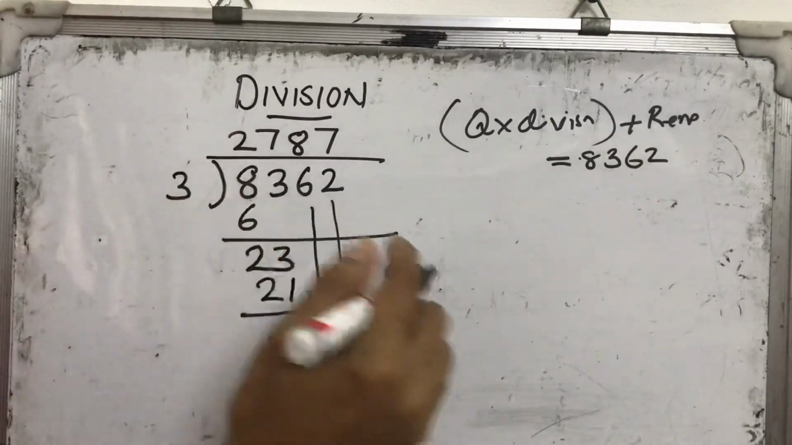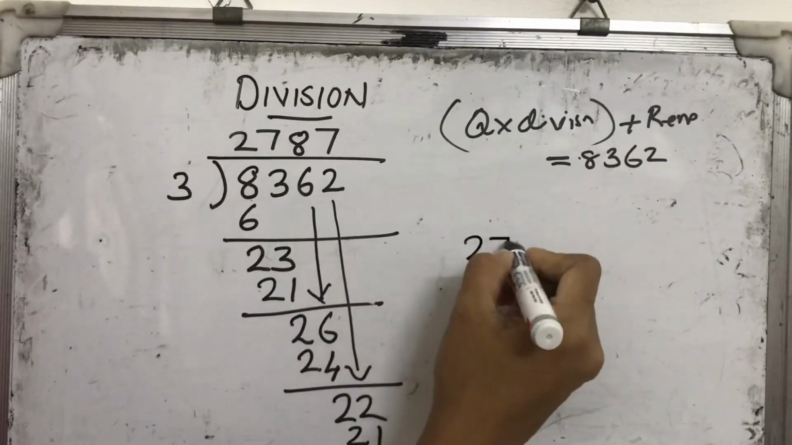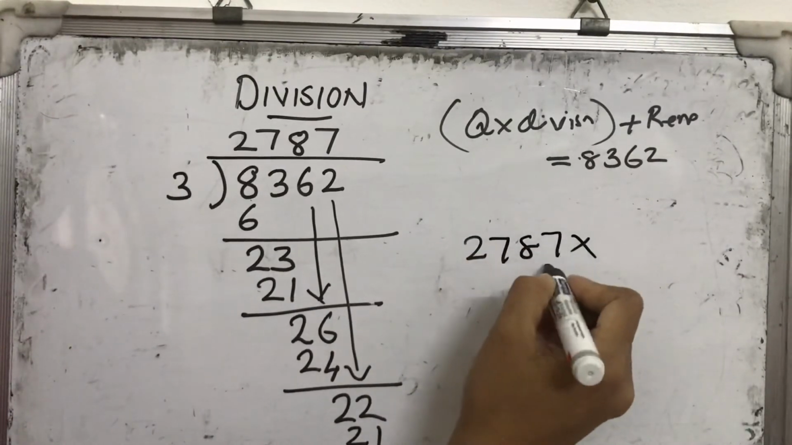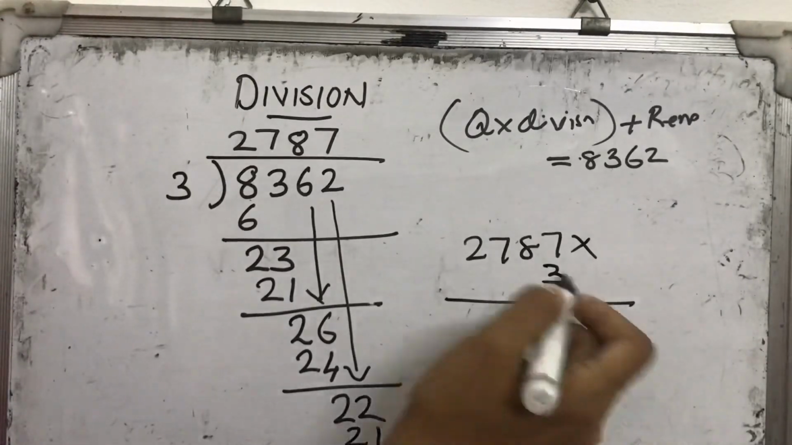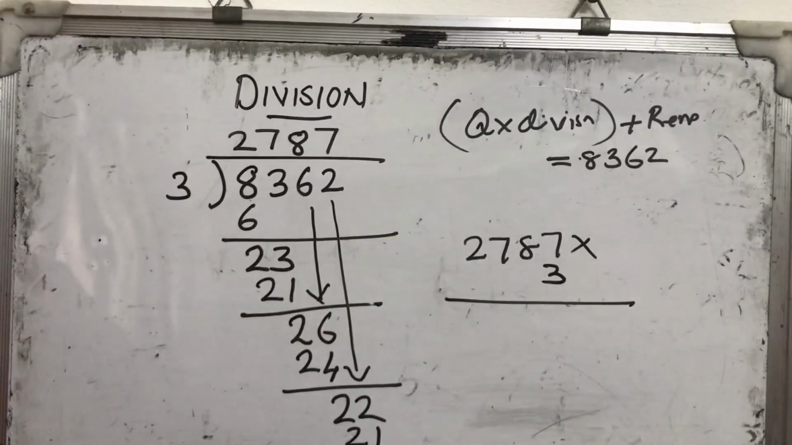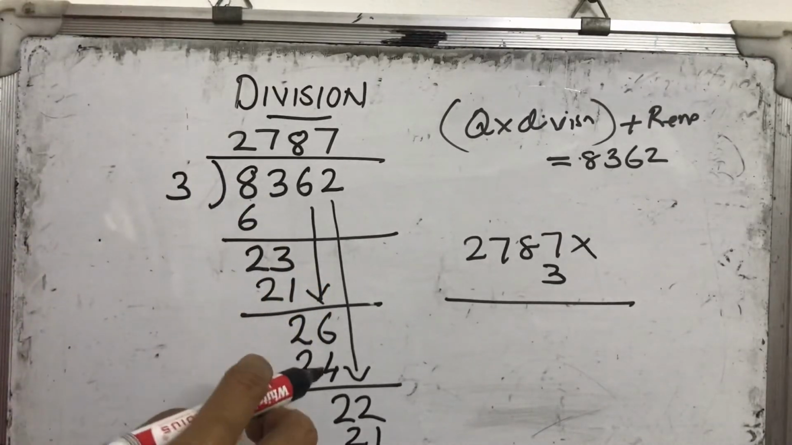What is the quotient we got here? Quotient multiplied with the divisor. That means 2787. When we multiply with 3, and after that add the product to this remainder 1, then we will get 8362, only if our division is correct.